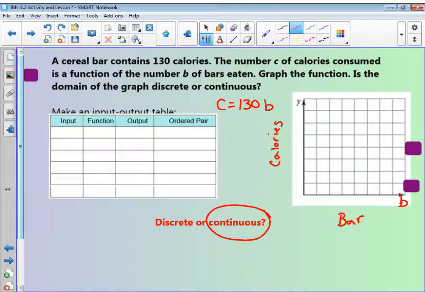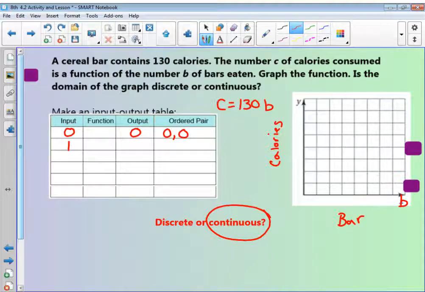And I'm just using C and B instead of X and Y, because C is the number of calories and B is the number of bars. Okay, so we're going to start out with 0. If I have 0 bars, well, that's going to be 0 calories. What if I ate 1 cereal bar?